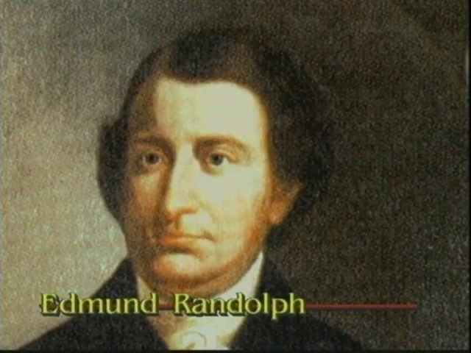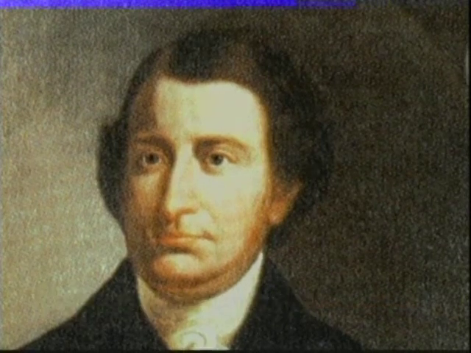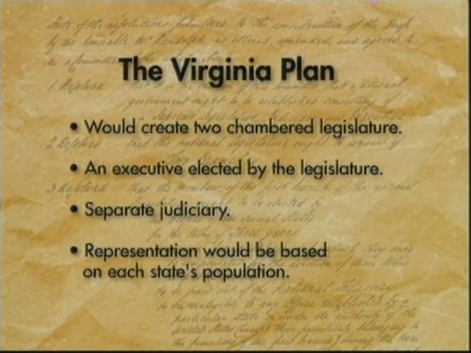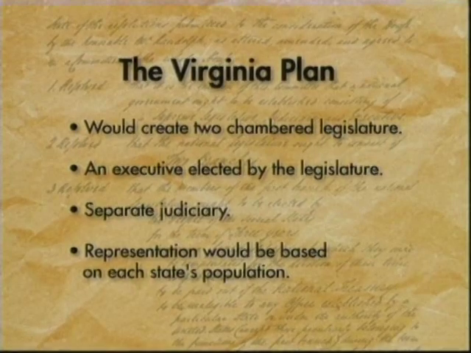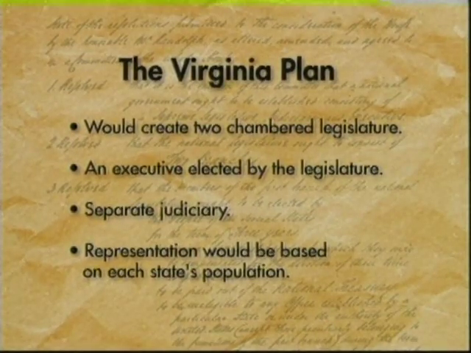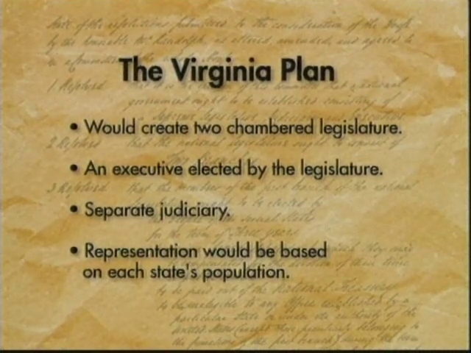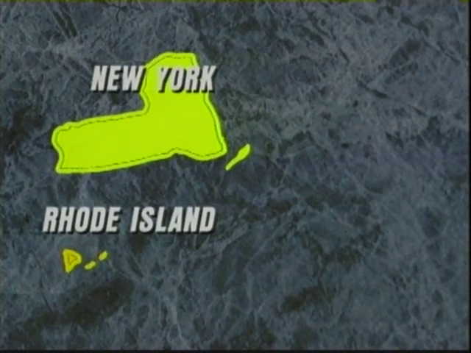Edmund Randolph of the Virginia delegation offered the convention 15 resolutions, which became known as the Virginia Plan. This plan would create a new central government with a two-chambered Congress, an executive elected by the Congress, and a judicial branch. Representation in the Congress would be based on each state's population. Delegates from the smaller states were quite concerned over this issue.